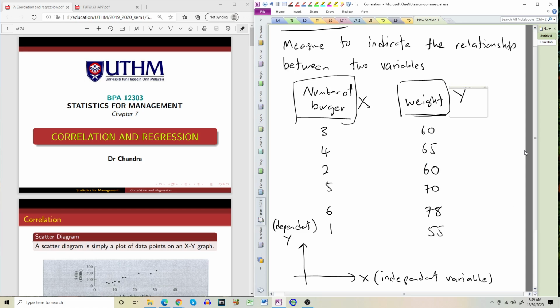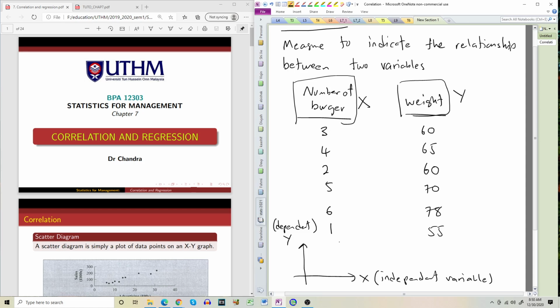Okay, this is just one example I'm giving you. It's not in the slide. So if we want to measure how close or how strong the relationship is between the number of burgers and weight, in other words, how much the number of burgers influences the weight of a person, we can actually measure that. Quantitatively we can explain a certain relationship between two variables. So how to do this?